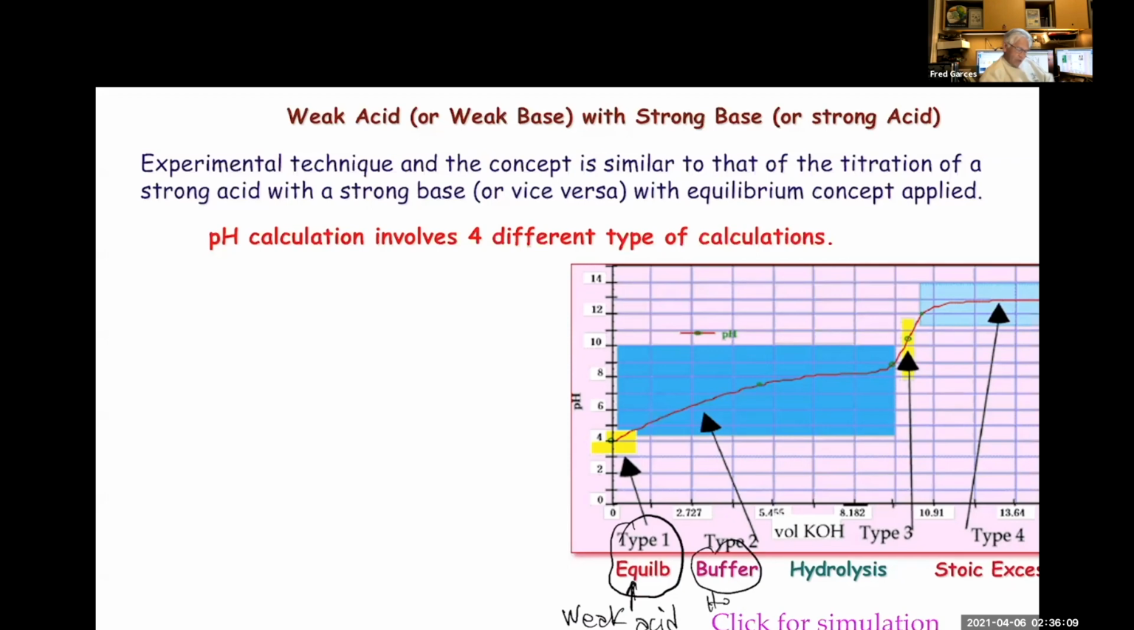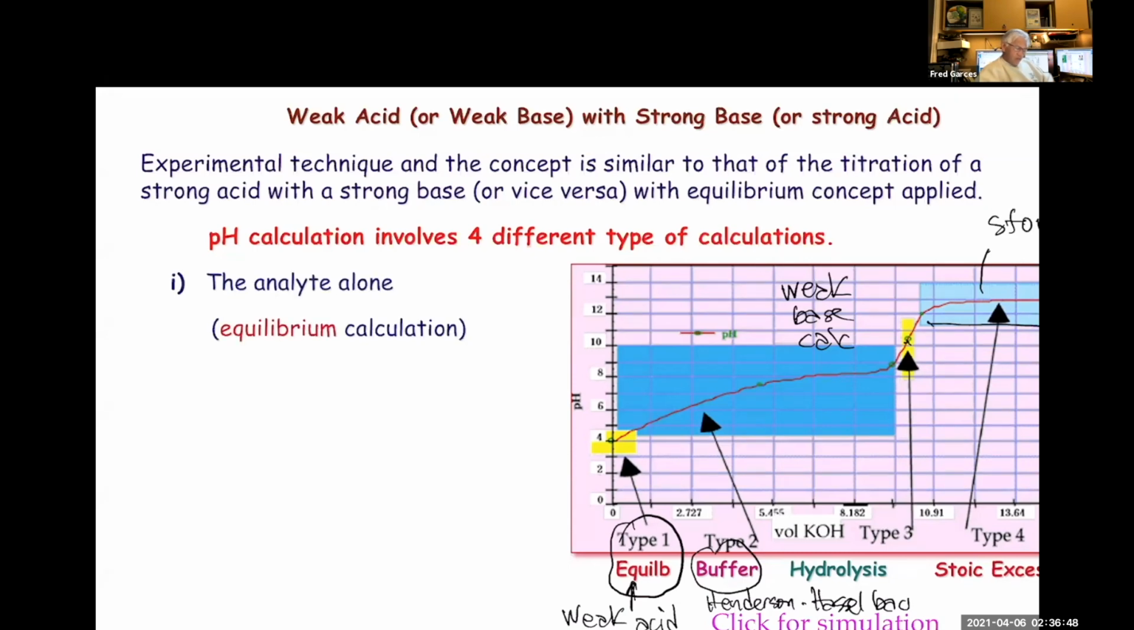That's the Henderson-Hasselbalch equation. At the equivalence point, that's hydrolysis. That's a weak base calculation. And then over here, where you have excess base, that's just stoichiometry. Four types of calculation. And you guys know how to solve these problems because we've already covered it in lecture, or you have that knowledge. So those are the four types.